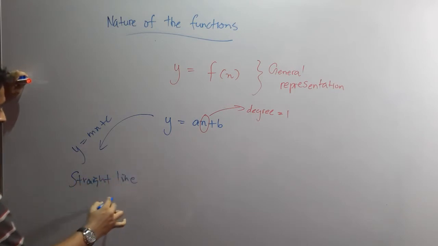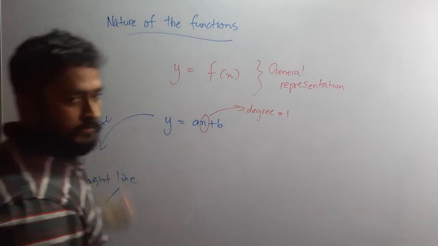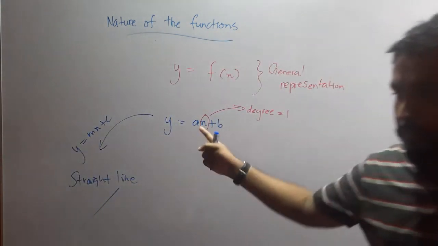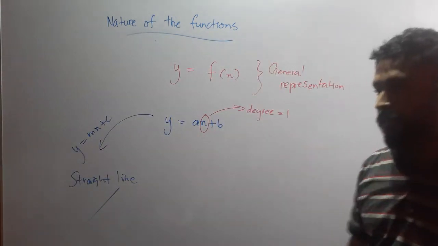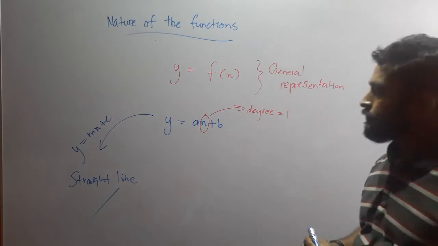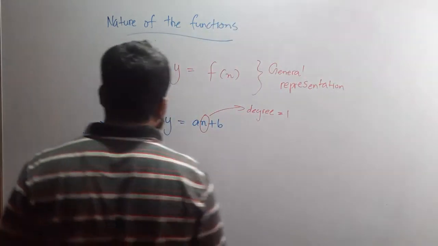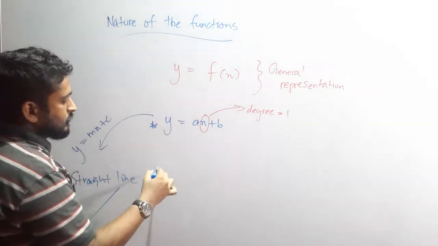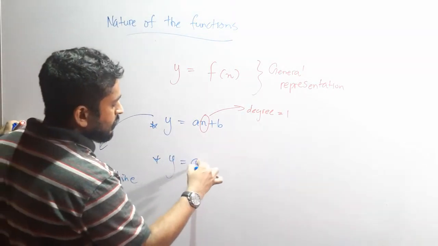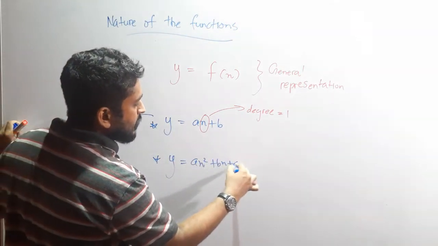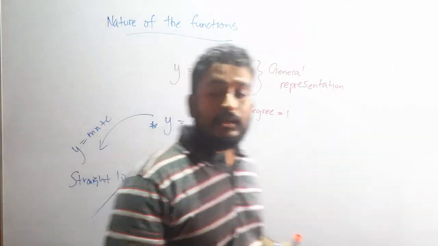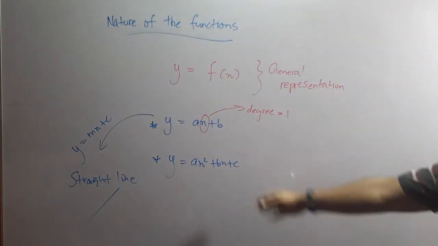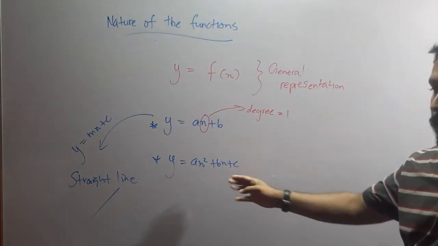Straight line. For now, I will just go there. We will go deep into straight lines in the next subtopic. Right, wait. Then what about this? This is the first thing I have introduced. What about y equals ax squared plus bx plus c? What is the degree of this?